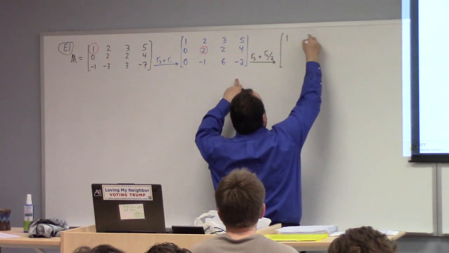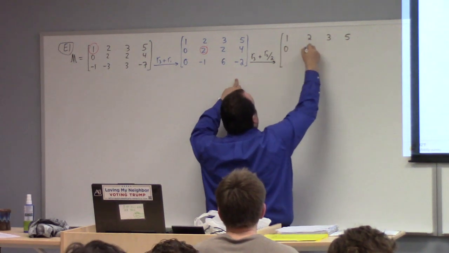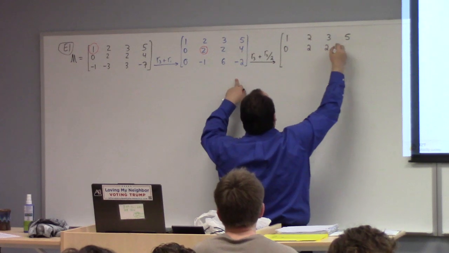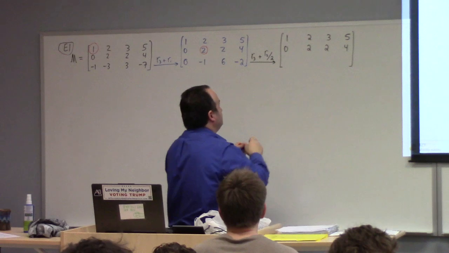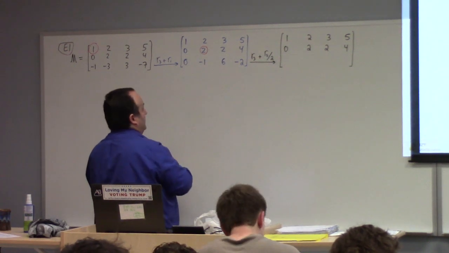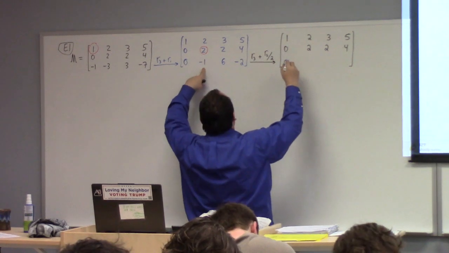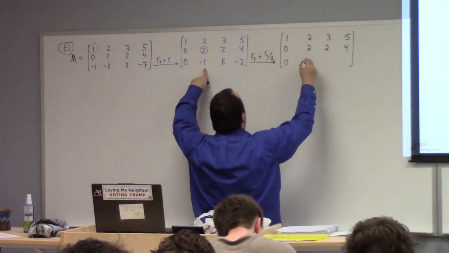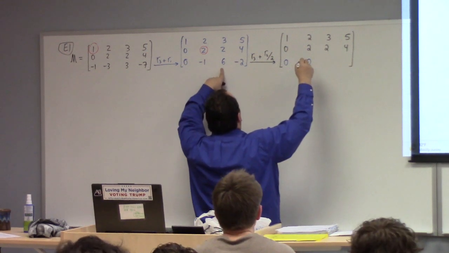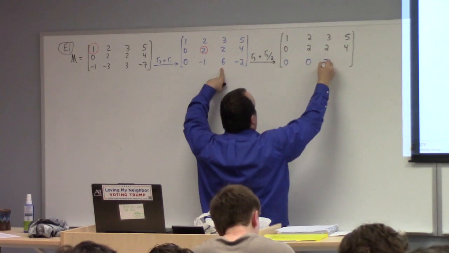1, 2, 3, 5, 0, 2, 2, 4. I haven't done anything. I'll do the modifications here in red. Well, in blue, actually. So that's 0. Minus 1 plus 1 is 0. And 1/2 of 2 is 1. 6 plus 1 is 7.